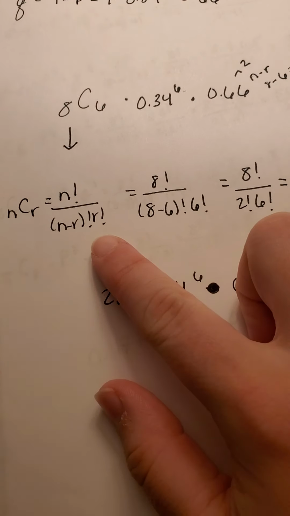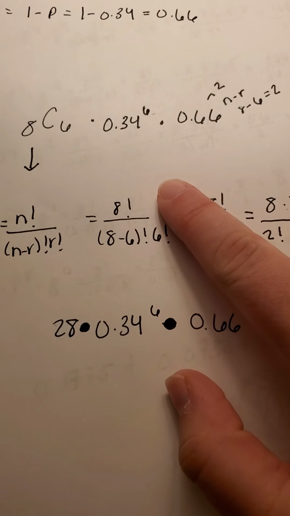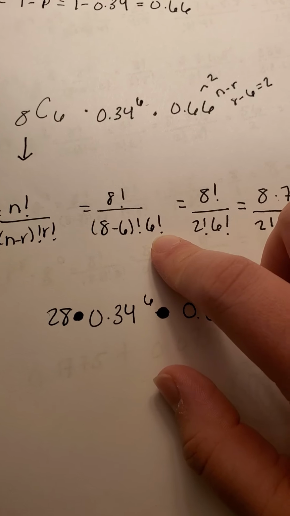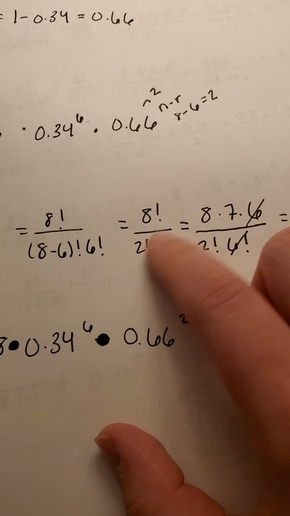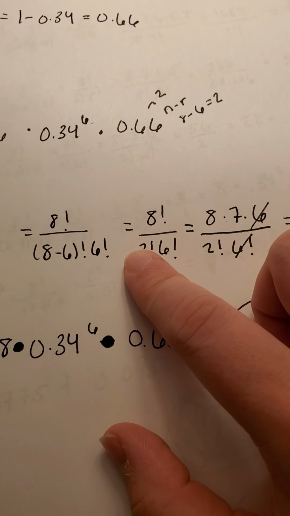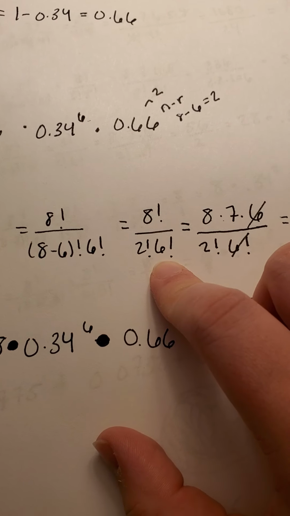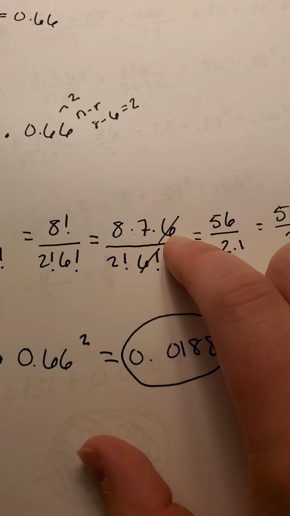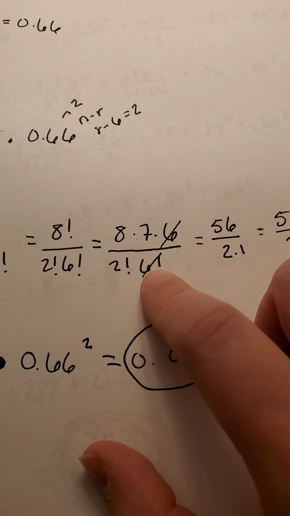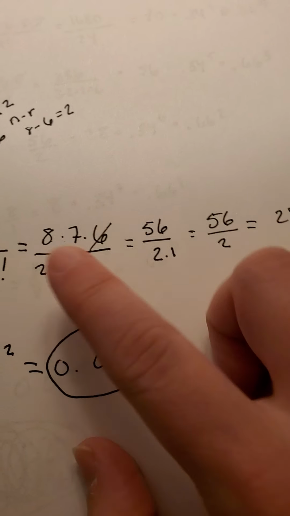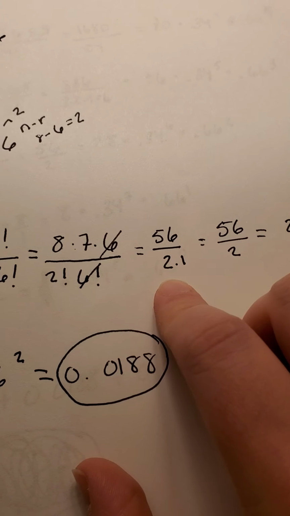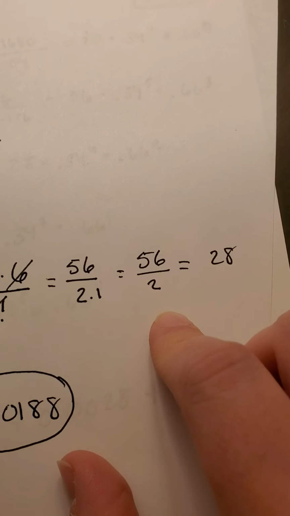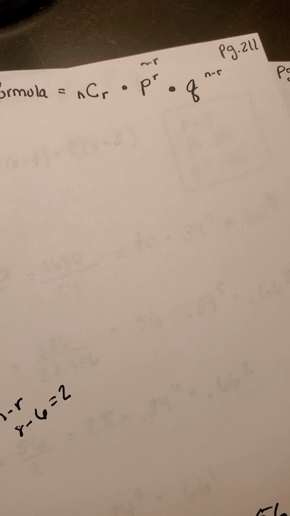To find the combination, you're going to use the combination formula, which is 8 factorial divided by 8 minus 6 factorial times 6 factorial. 8 minus 6 equals 2, and then you have 6. Then you have 8 times 7 times 6, and the 6s cancel out. You multiply 8 times 7, which equals 56, and you have 2 times 1, which equals 2. Then you have 56 divided by 2, which equals 28.